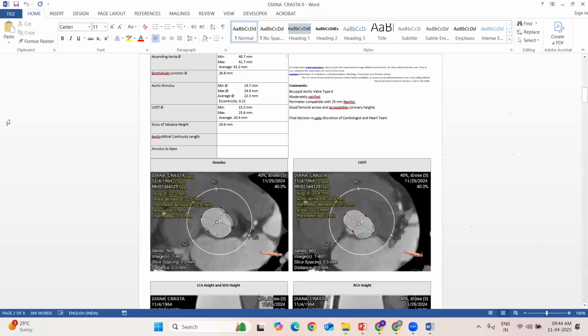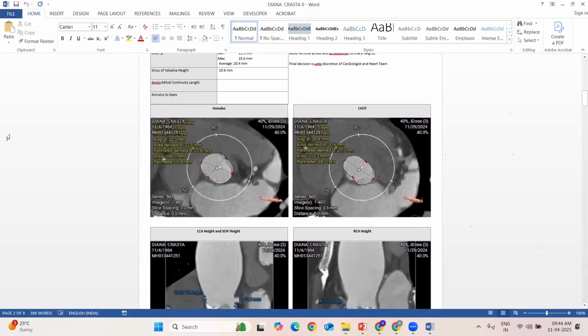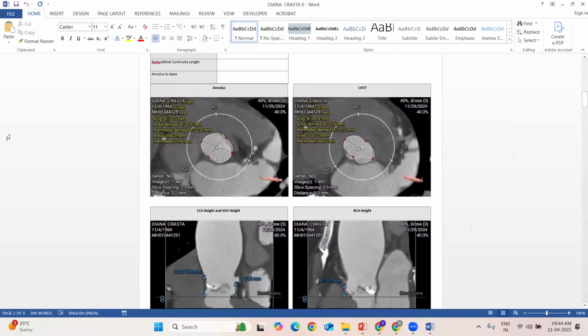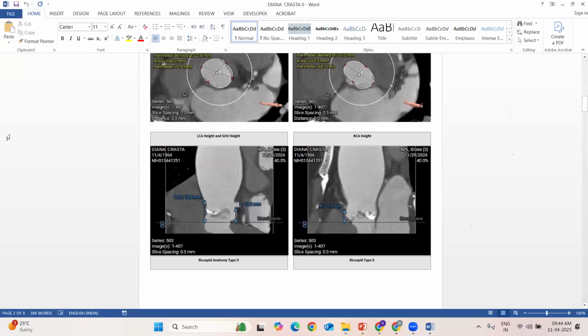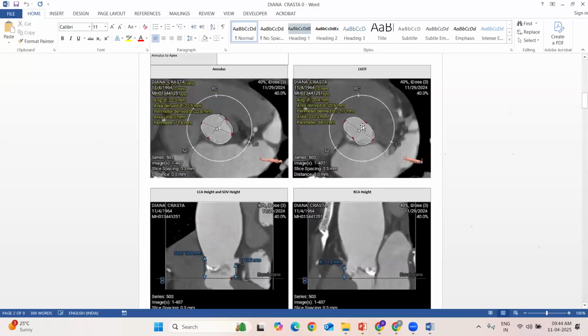Okay. So it's a bicuspid or tricuspid? That I'll tell you. Now you come here and you see this is the LVOT. This is usually measured 3 to 4 mm down. So this is again like 71. This is a slightly short LVOT, but it's fine.